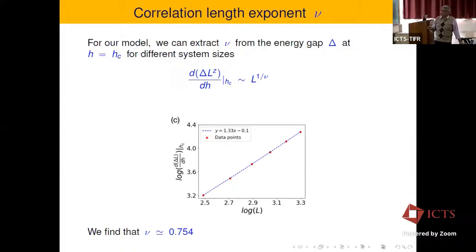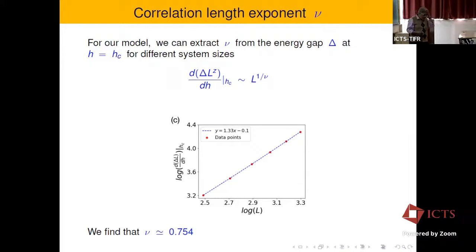So this can again be found in different ways. We tried different methods, and it turned out the best method was the following. You look at the energy gap delta for different system sizes, and you take the derivative with respect to h, and look at its value exactly at the critical point. This scales as L to the power 1 by nu, and you find that nu is 0.754.